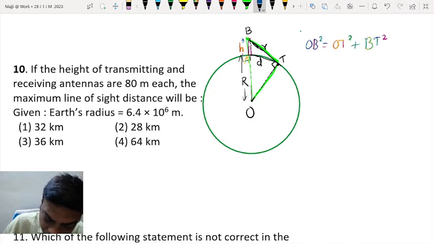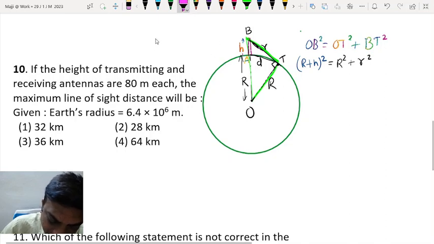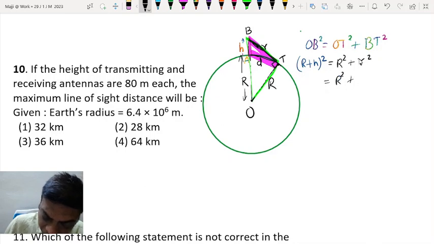Is it? So what is OB? OB is R plus H, and OT is again R, of course, and this is R square. Now you can further see, students, that this is another right angle triangle, triangle BTA, right angled at A. So applying Pythagoras theorem once again, in triangle BTA, R square can be written as H square plus D square.